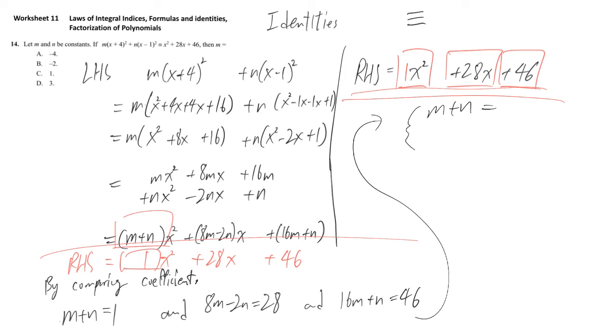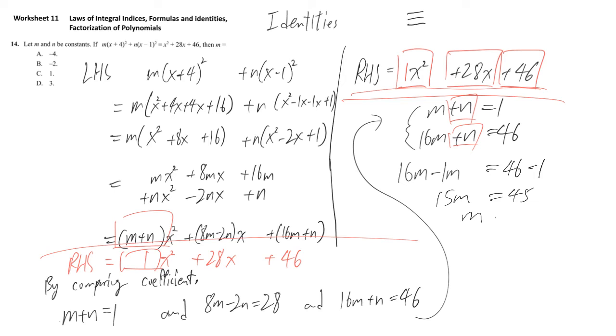m plus n is equal to 1. 16m plus n is equal to 46. I'll try to subtract them, because if we subtract them, n minus n will give you 0. So I use 16m minus 1m, which is equal to this item minus this item, 46 minus 1. So it's 15m equals 45. m is equal to 3. We got the answer, m is equal to 3.